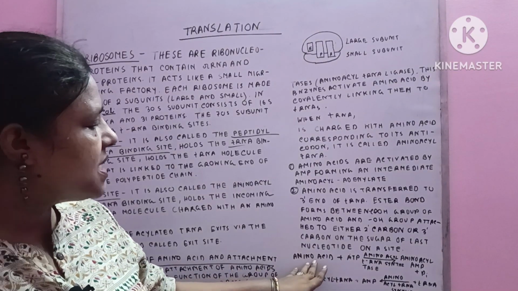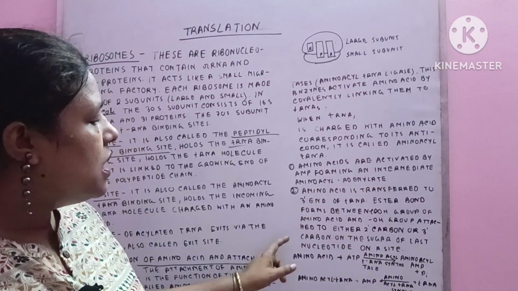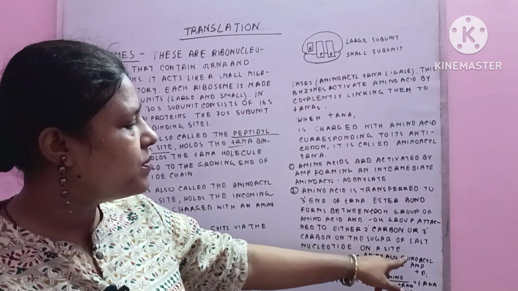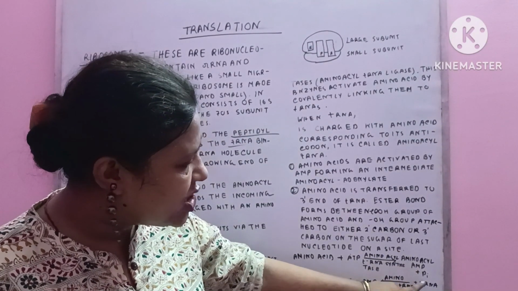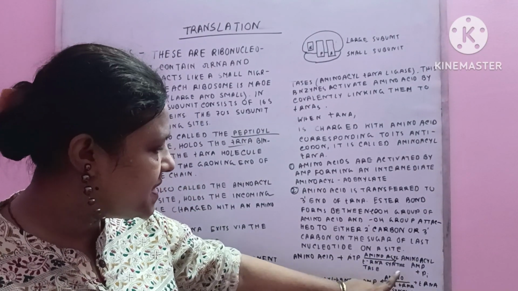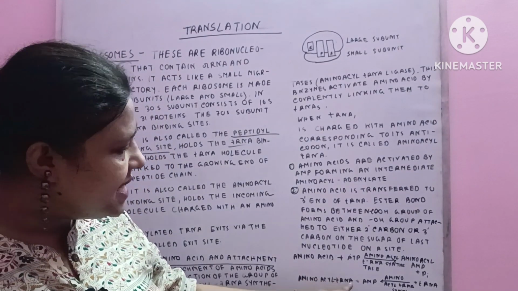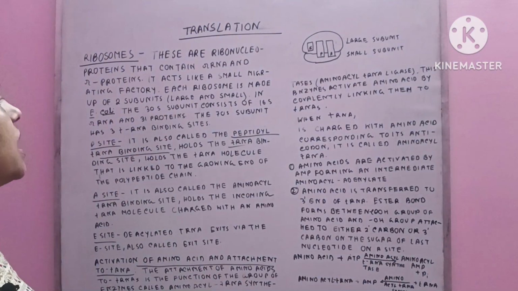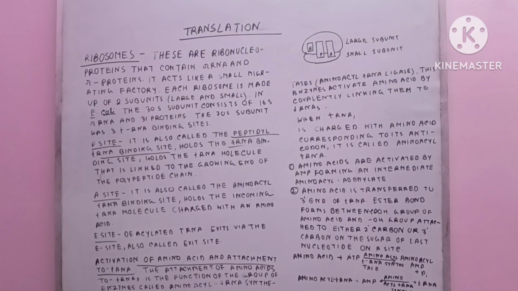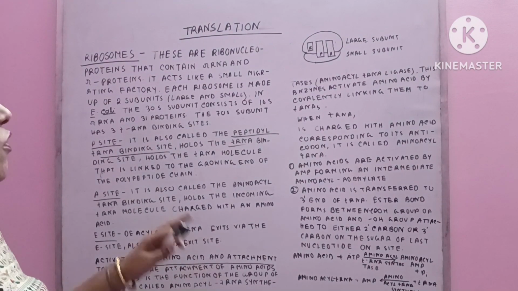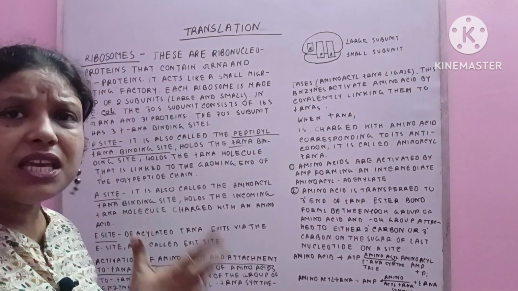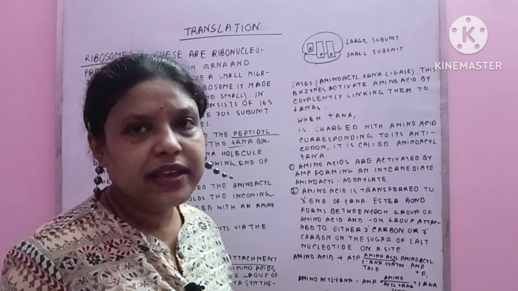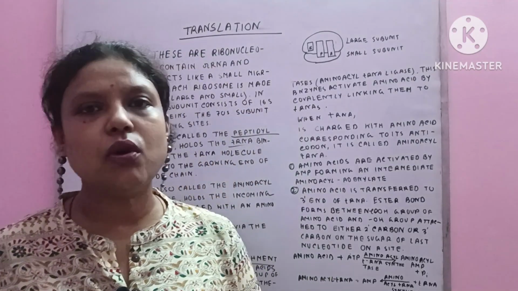In the first step, amino acid and ATP, in the presence of synthetase, form amino acid AMP and PPi. When this attaches to the tRNA, in the presence of synthetase, they form amino acid tRNA and AMP. So this is the actual process of the involvement of the ribosome and the activation of the amino acid. I explained it briefly and it's very easy, so I think you all understood.